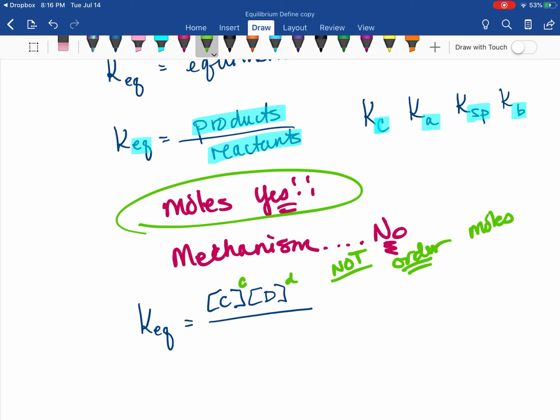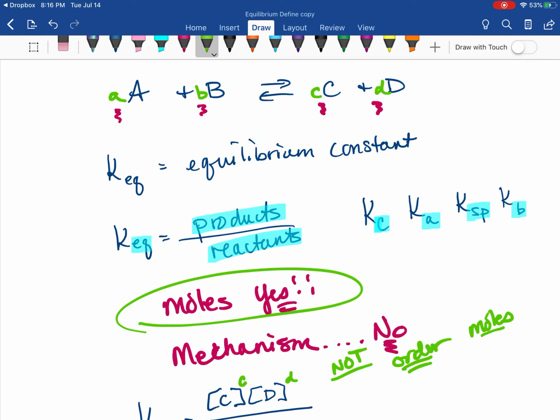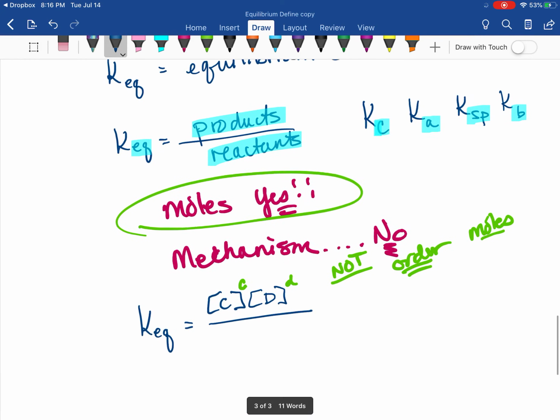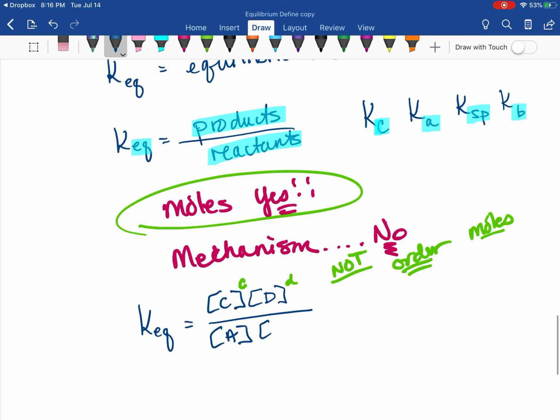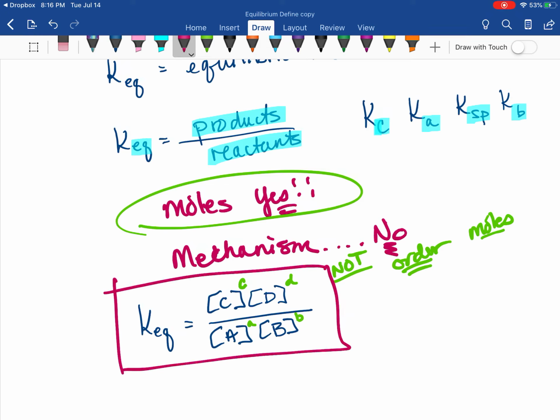That is not our reaction order. That is moles. So that is a really common mistake to goof that up. When you're dealing with kinetics, remember, we have to calculate those exponents. It's not moles. When we're dealing with equilibrium, we get a free pass. That's our moles. Okay, so then what do we do with our reactants? A and B. And we're going to put moles there. So put a box around this.